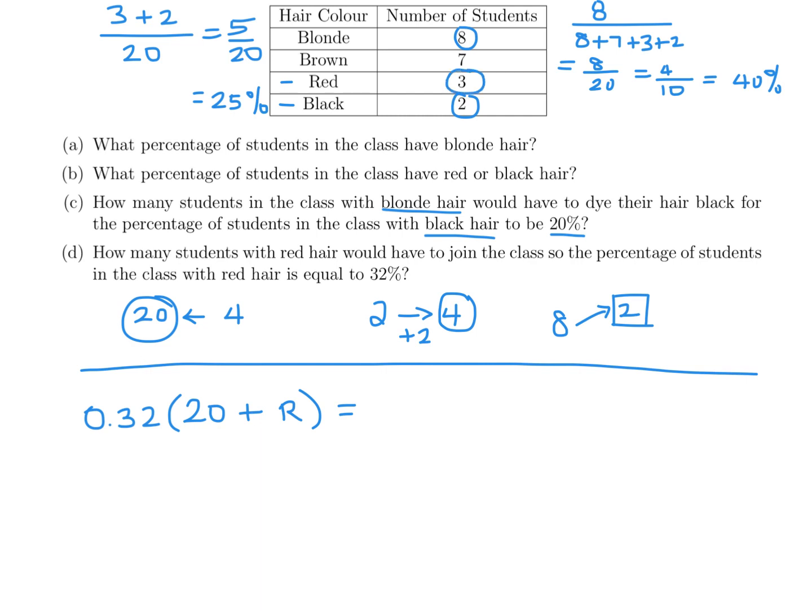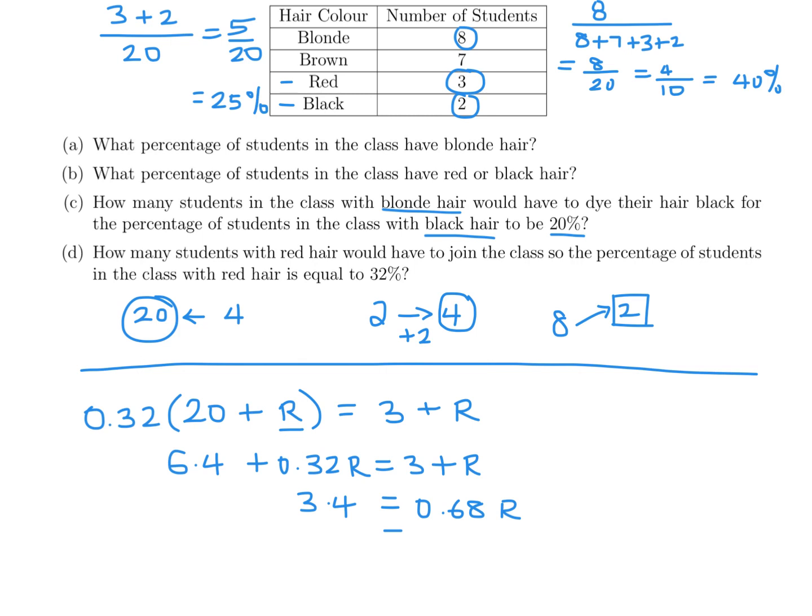Well, we started off with 3 students, and then remember we added R. So this is basically the mathematical equation for this question. And this is just what we have to solve. So if you can get this far, the rest should be pretty straightforward. Expanding this is 6.4 plus 0.32R is equal to 3 plus R. A little bit of algebra, and you get 0.68R equals 3.4. And then when you divide through, you get R equal to 5. So 5 is the answer to Part D.